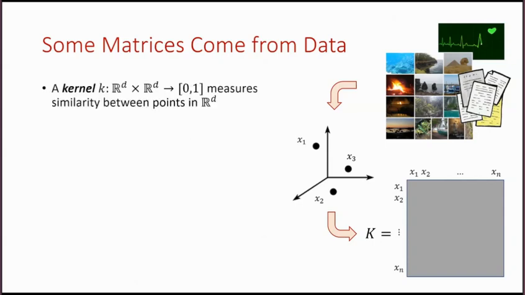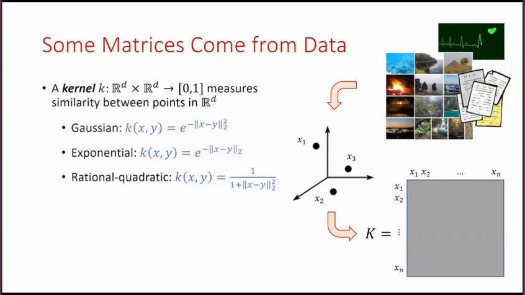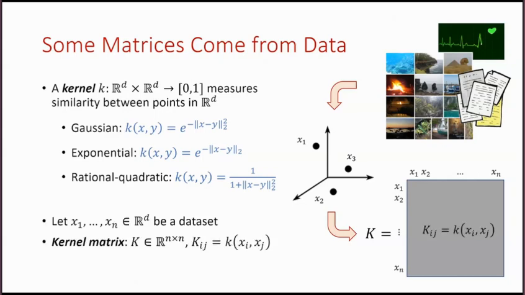So a kernel is just a measure of similarity between points in R^d. It takes a pair of points and measures their similarity as a number between 0 and 1. And here are some examples of popular kernels that are often used. And if we have a dataset x1 to xn in R^d, then the associated kernel matrix is naturally defined as the n by n matrix that contains all of the pair similarities between the points in the dataset.